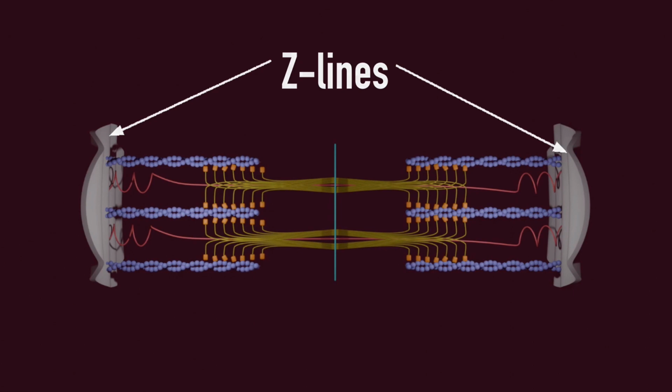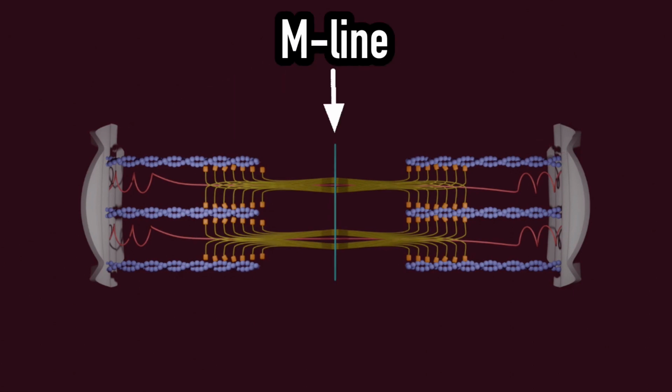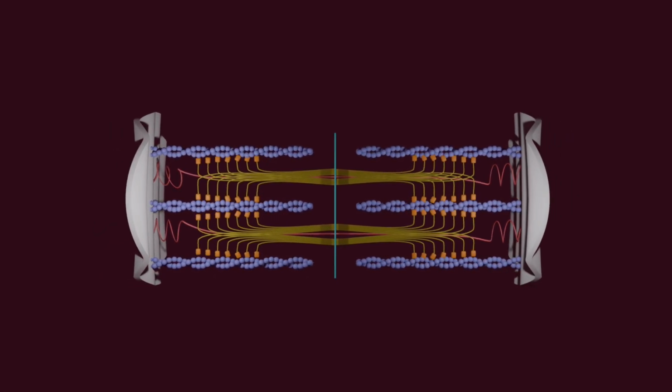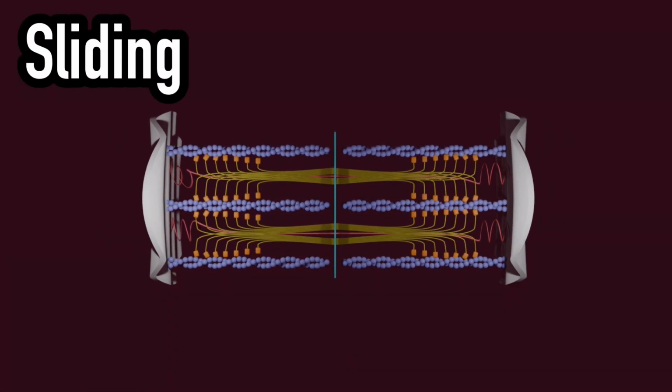At the edge of the sarcomere, we have structures called Z-lines. At the center, we have a structure called the M-line. Muscle contraction occurs when the myosin heads and the thick filaments slide and pull the thin filaments closer to the M-line. This is known as the sliding filament theory.